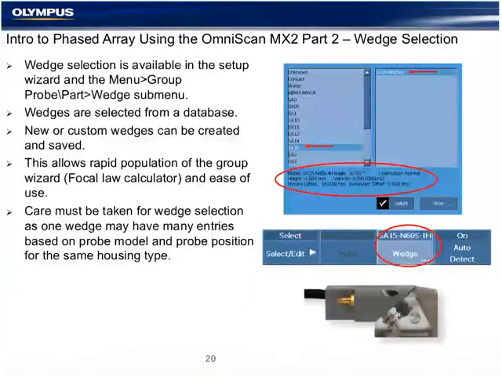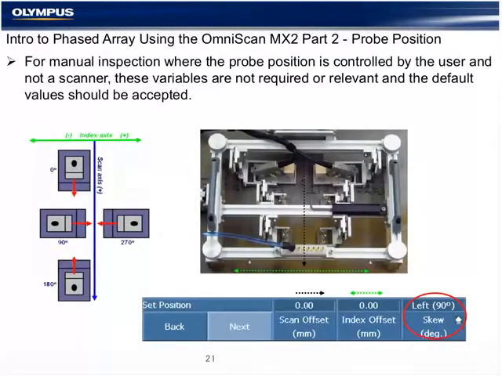We will also select the wedge directly from the database. They're not automatically selected. During section 1, we talked about the essential parameters of the wedge. There are many entries in the database for different probes and wedges. It's very important to make sure you select the correct one. Historically, wedge problems account for the overwhelming majority of our support problems, and most of that comes from the wrong wedge selection.